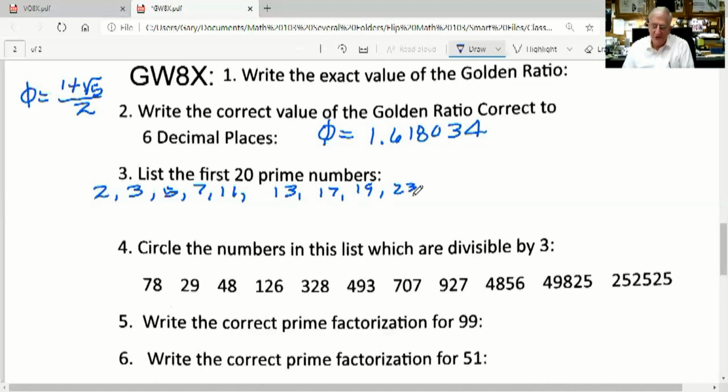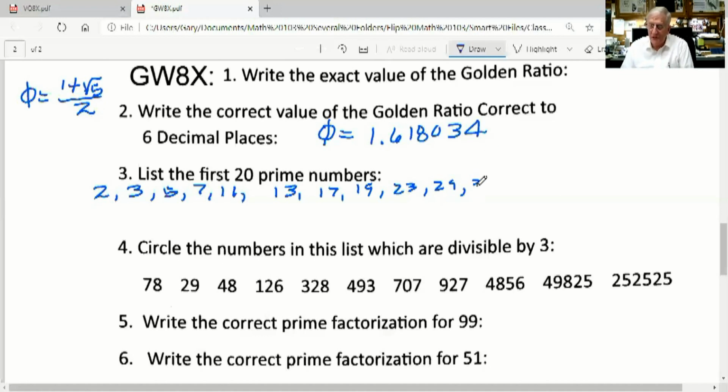24 is no good because it's even. 25 is no good because it's divisible by 5. 26 is divisible by 2. 27 is divisible by 3. 28 is divisible by 2. So the next one is 29. Okay, so now we've got 10 of them. We're halfway there. So let's keep going.